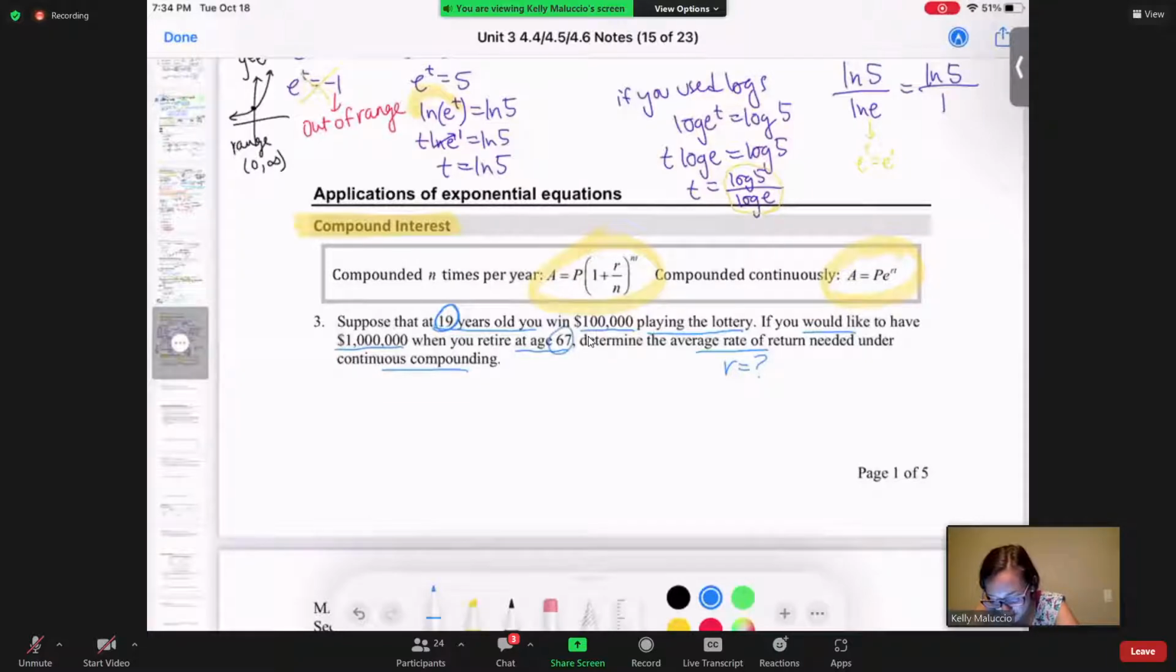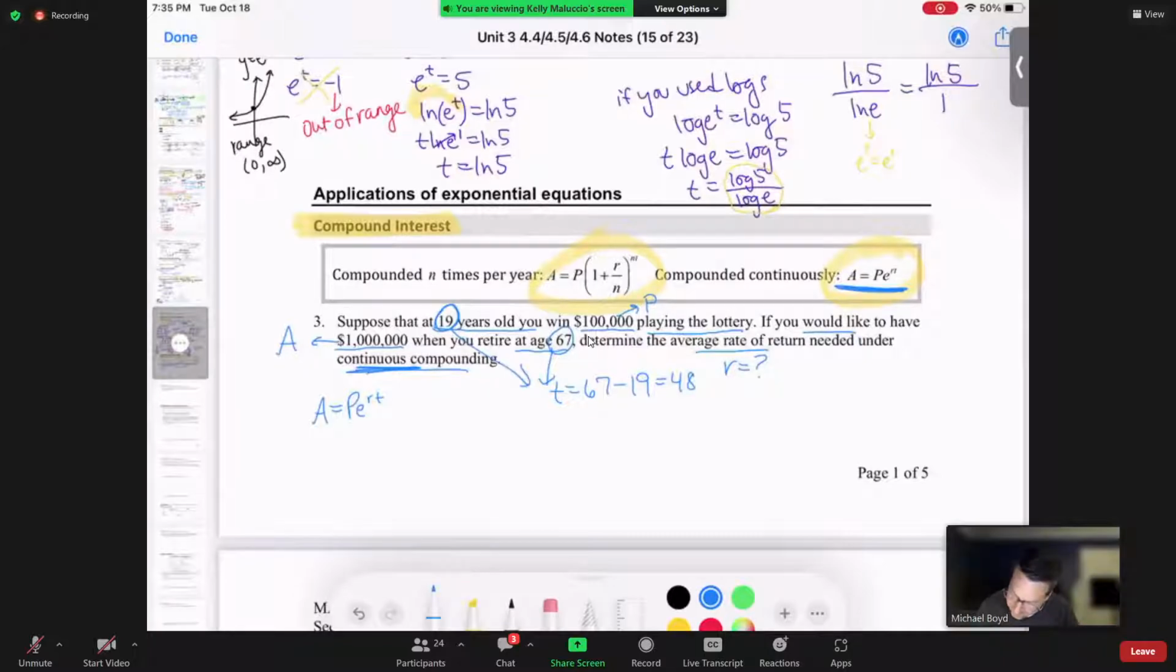19 to 67 tells us that T is 67 minus 19, however many years that is, right? And I think it's 48. And you have 100,000 that you're investing, so this is your P, and you'd like to have the million, so this is your A, right? So this time, this is really different. We're compounded continuously. So we're using, oh, thank gosh, we're using this here, right?